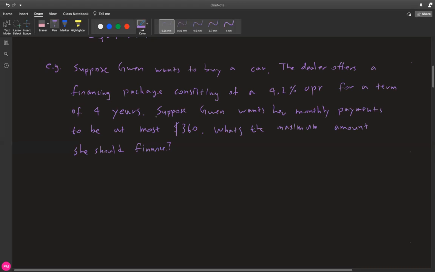So here, let's write down everything we know. We are given the monthly payment amount of $360. We also know the APR is 4.2%, so in decimal it'll be 0.042. And this implies that the periodic interest is 0.042 divided by 12. Let me quickly calculate that.